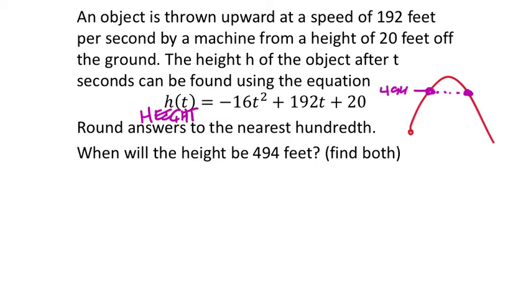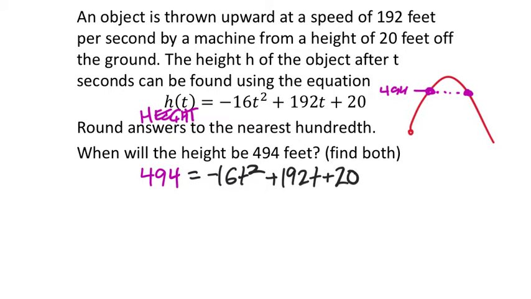All right, so the equation then becomes, instead of h of t, I've got 494, which equals negative 16t squared plus 192t plus 20. It's the exact same equation, but now we know what it does equal. And so like I said, sometimes it gives you a value, then you have to put it in there. If it said, how high is it after 10 seconds, then you'd have to replace the t with 10. But this one gave us a height instead.